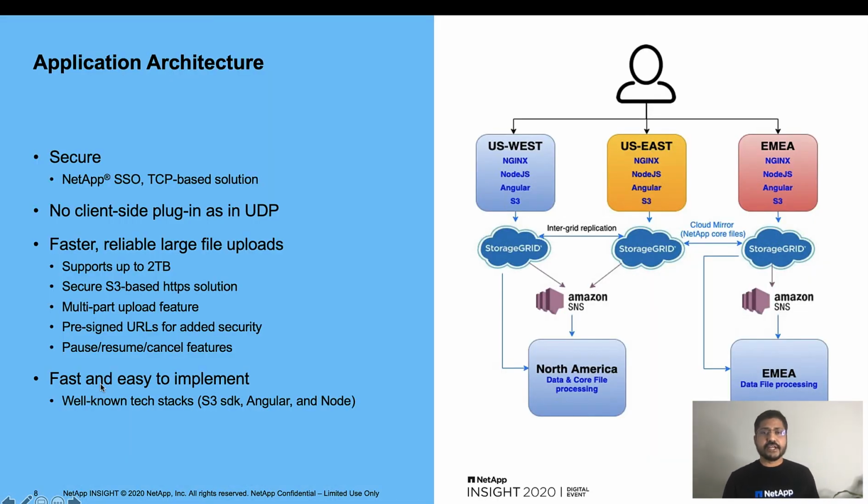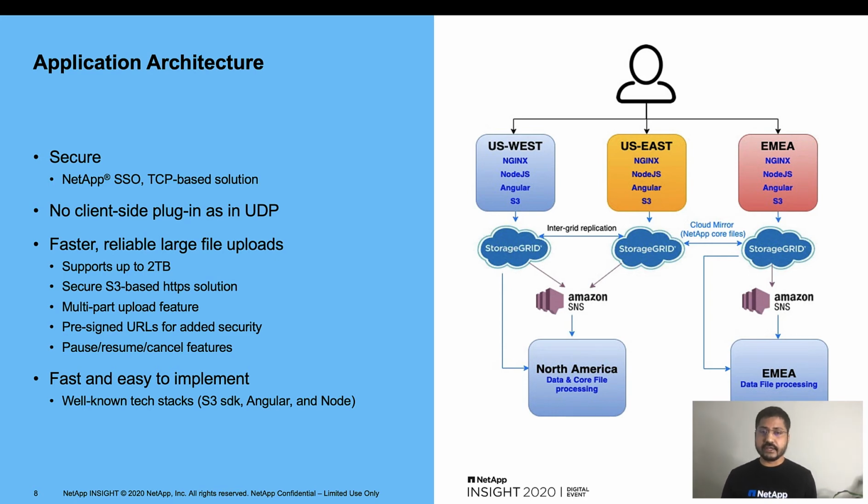Now the application architecture, which is what we presented last year inside. We have three sites: US West, East, and EMEA. If the customer chooses an upload location, any of the three, we have a corresponding StorageGRID location in each region. Once they upload and the object is in the corresponding StorageGRID location, the StorageGRID will send an event notification through Amazon SNS. We use Amazon SNS for the event notifications.